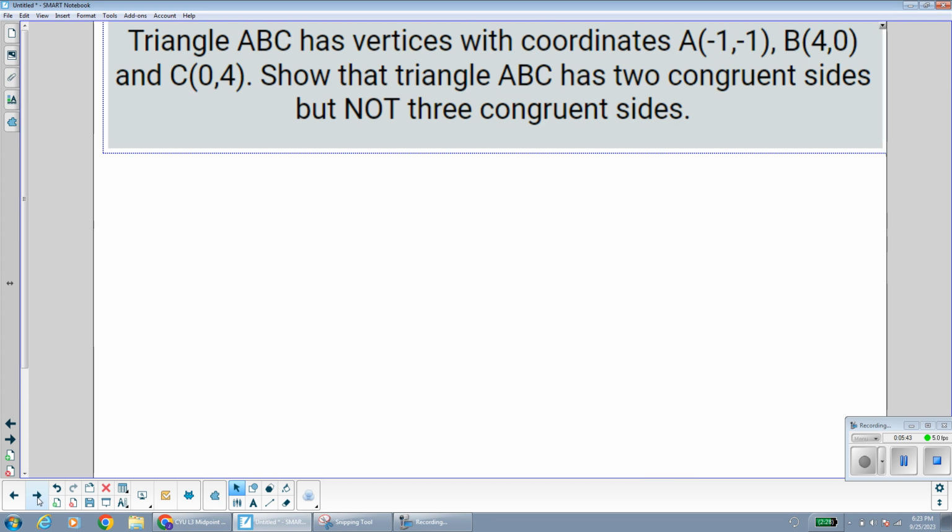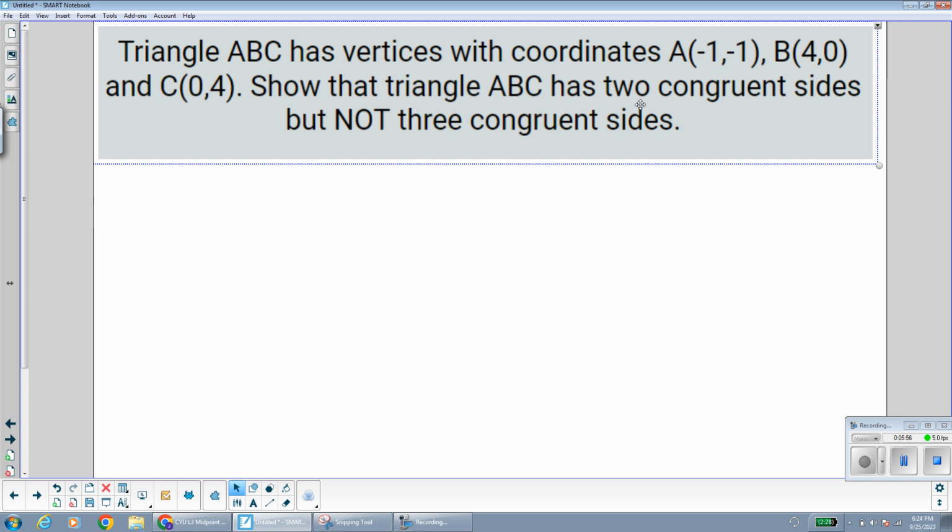Let's take a look at this next example. We have a triangle that has the following coordinates, A, B, and C. Show that the triangle has two congruent sides, but not three congruent sides. To show that sides are congruent, we need to show that they have the same measurement. So we need to find the lengths of the sides in order to compare them. And when we need to find lengths of line segments, that is distance formula.